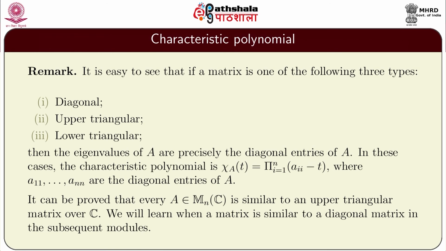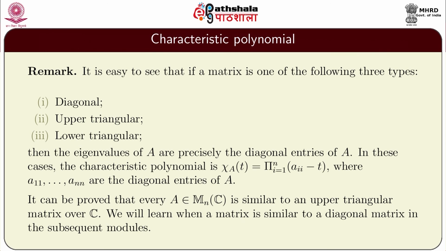Now, we observe this interesting phenomenon that if a matrix is one of the following three types, that is diagonal or upper triangular or lower triangular, then the eigenvalues of A are precisely the diagonal entries of the matrix. This is very easy to see because in all these cases the characteristic polynomial is the product of (a_ii minus t), product over i equal to 1 to n, where a11, a22 and so on ann are the diagonal entries of A. Therefore, it is clear that the diagonal entries are nothing but the eigenvalues of A.